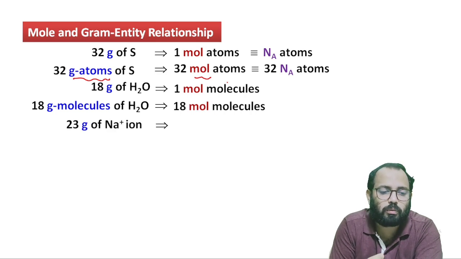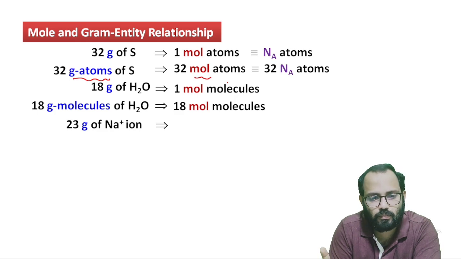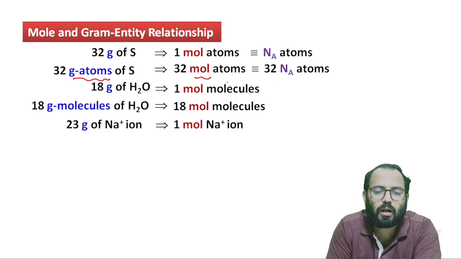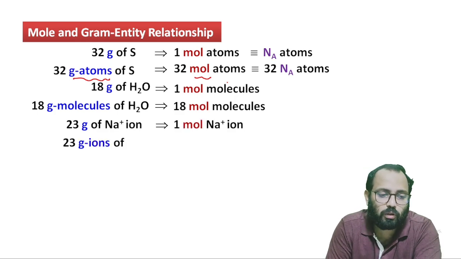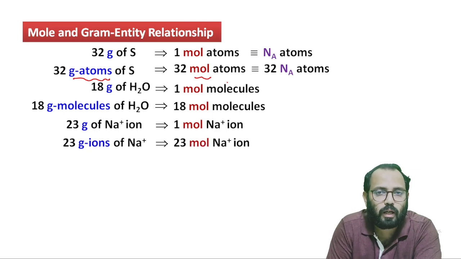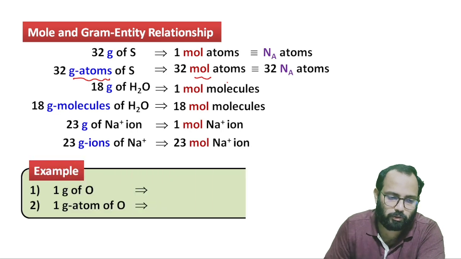So 23 gram of sodium ion contains 1 mole of sodium ion. But if you talk about 23 gram ion of sodium, that is 23 mole Na+ ion. We have discussed that previously.